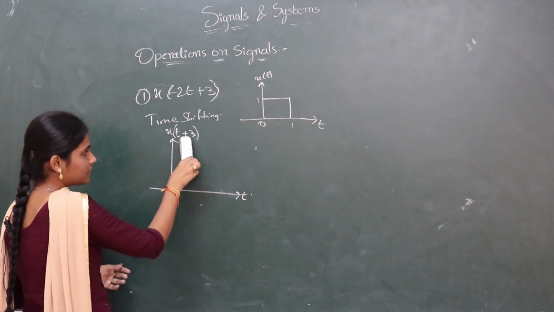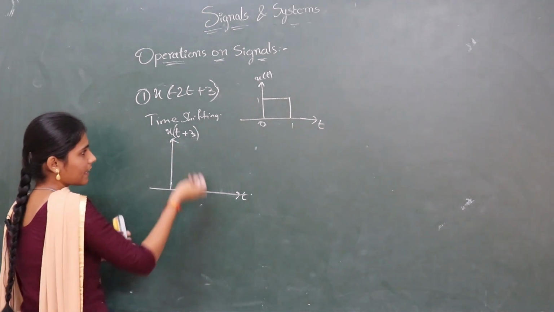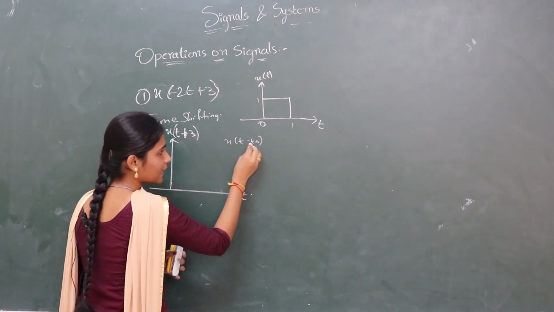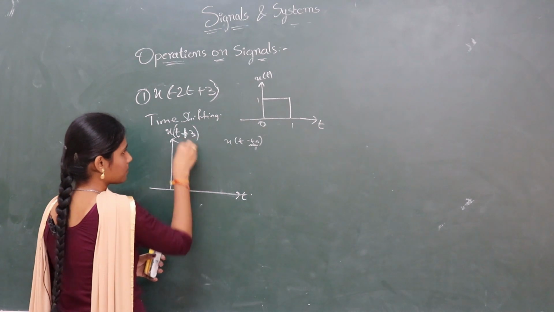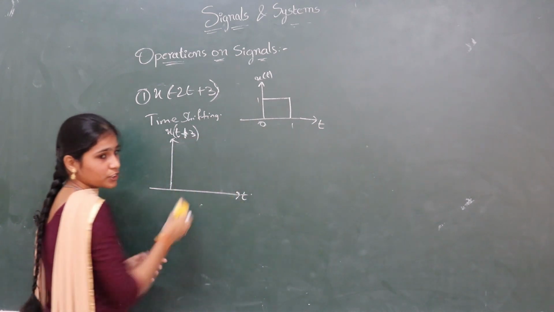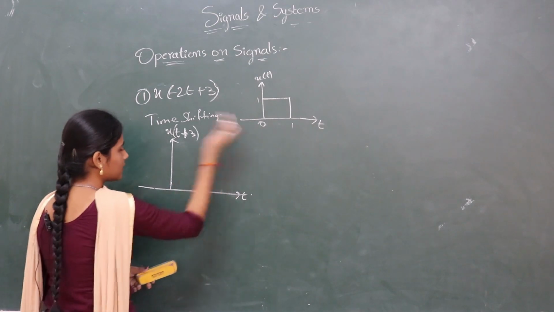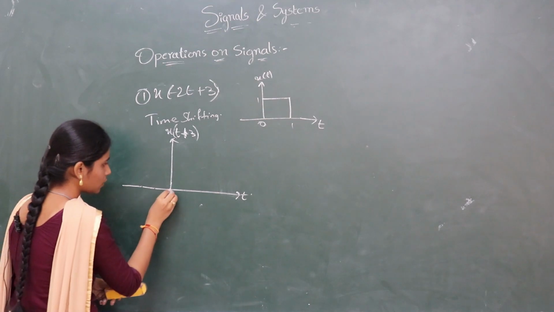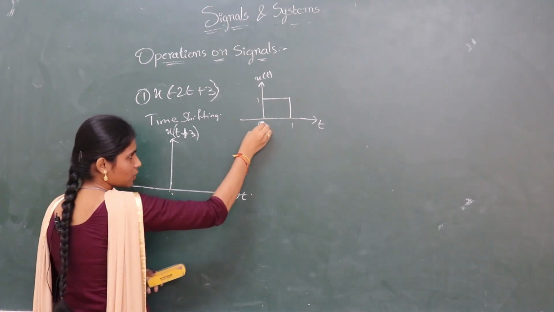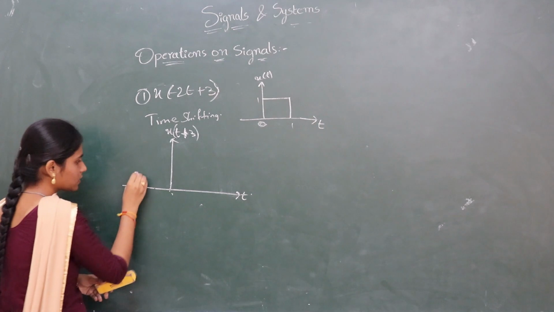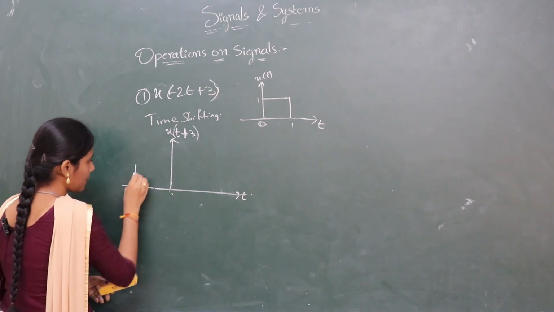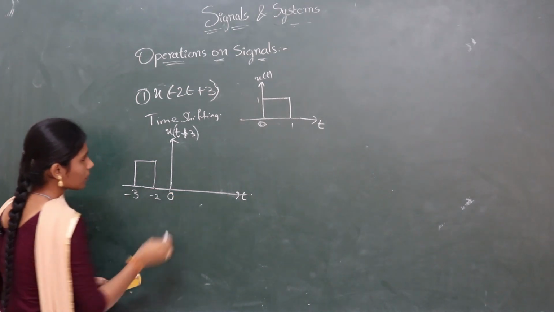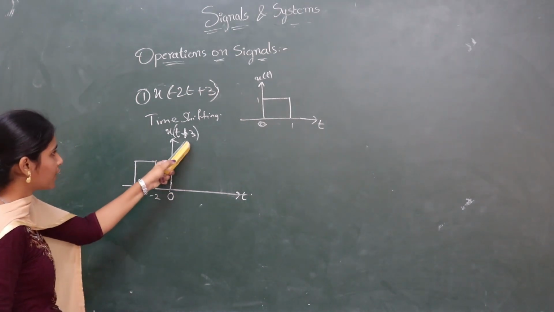As we have seen, t naught is negative here, so the plus came, because we know that in x of t minus t naught, if t naught is negative, the plus comes. So it is the left shifted version of x of t. The signal moves 3 units towards the left. The original signal is at 0 to 1, so it moves 3 units and goes to minus 3 to minus 2. We have done the shifting operation, x of t plus 3.